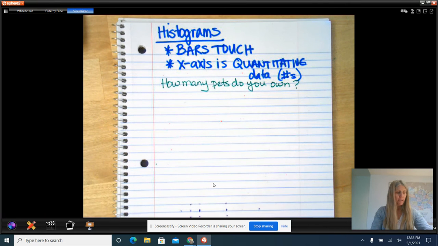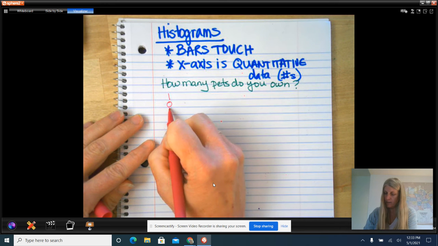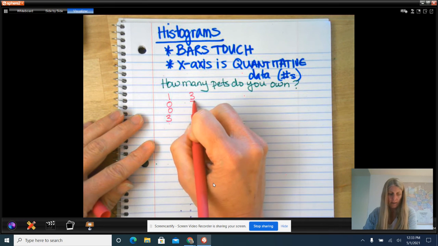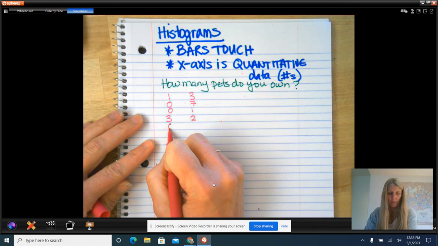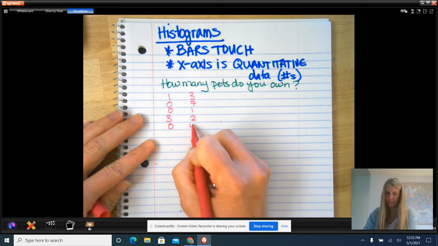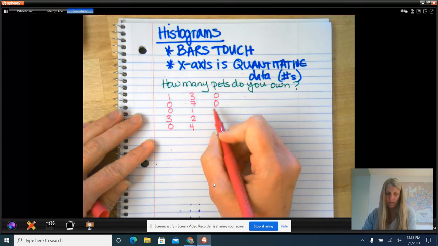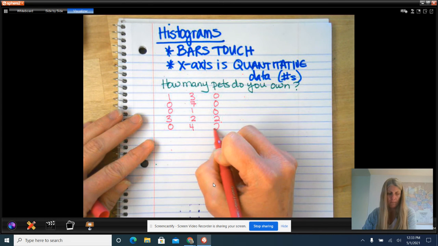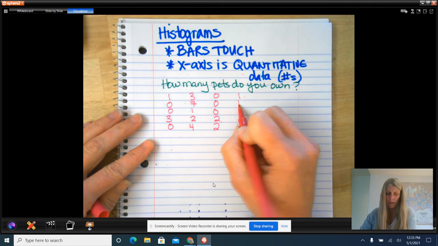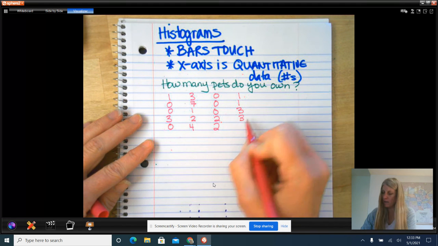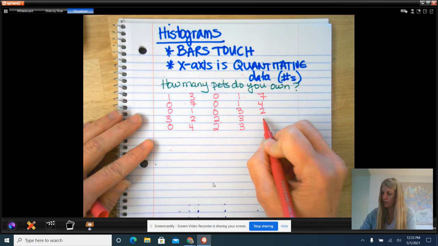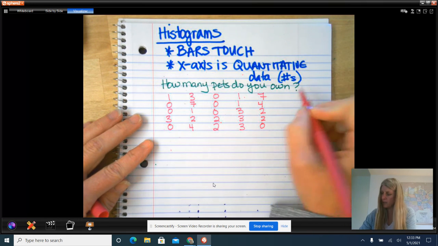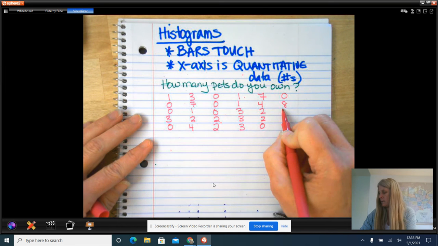Okay, so I went ahead and I asked, how many pets do you own? And these are the answers that I got. 1, 0, 0, 3, 3, 7, 1, 2. We're going to make 5, so we're going to add another 0 here, and we're going to add a 4 here. And then I have 0, 0, 0, 2, 2. 1, 1, 3, 3, 3. 7, 4, 2, 2, 0. And 0, 8, and 10.